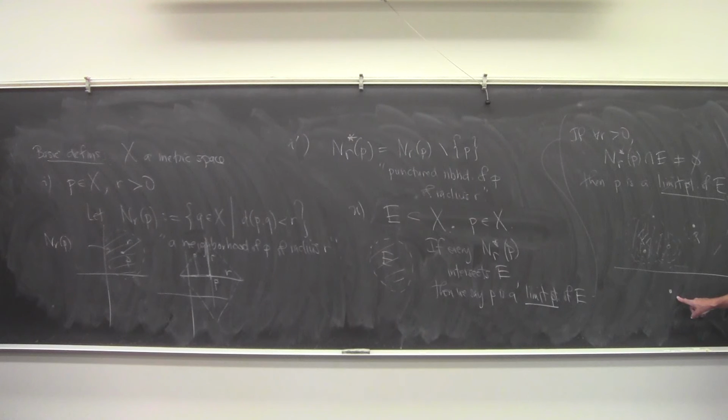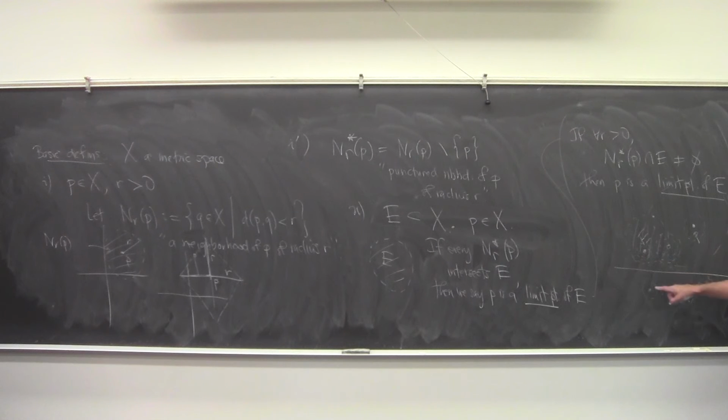It's a single point itself. So E is just this one point P. Does it have any limit points? Well, to be a limit point, every punctured neighborhood must intersect E, right? Suppose I take this guy. Well, no, this punctured neighborhood doesn't intersect E. Suppose I take P itself. Every punctured neighborhood must intersect E, but the punctured neighborhood doesn't intersect E. This answers your question, Max, right?